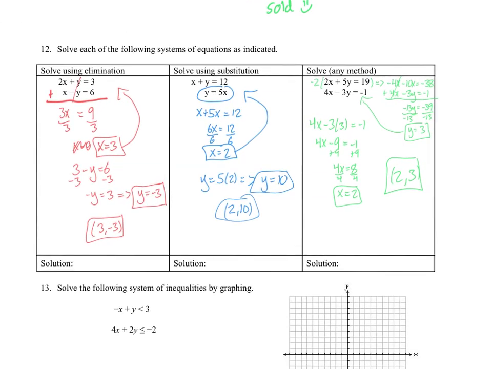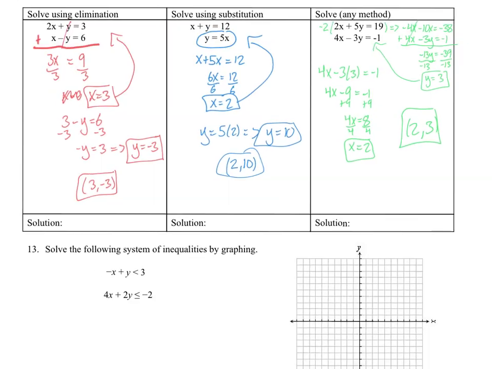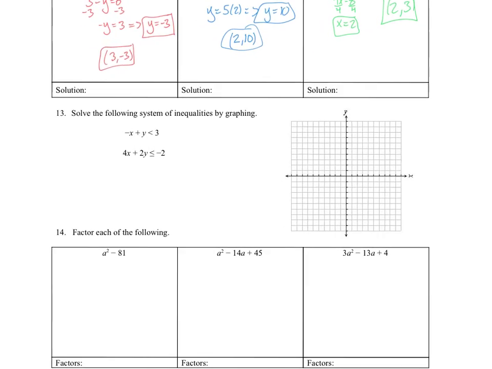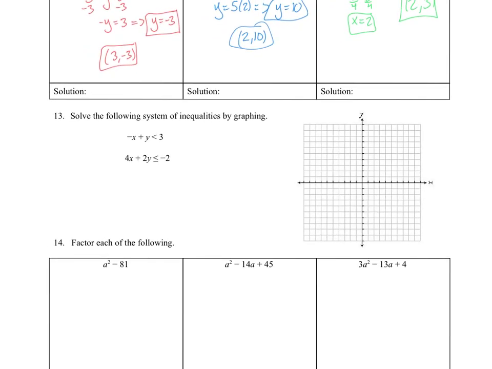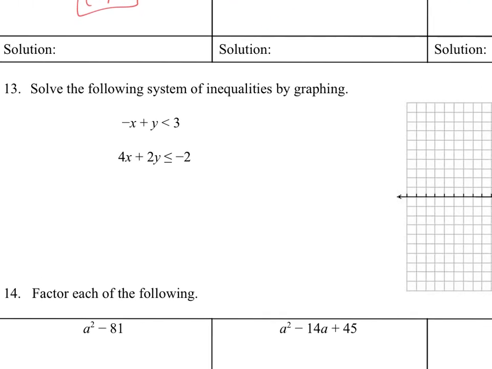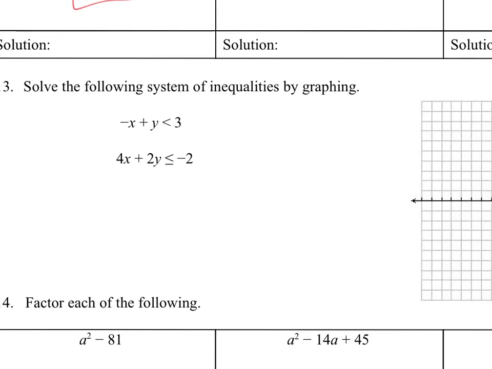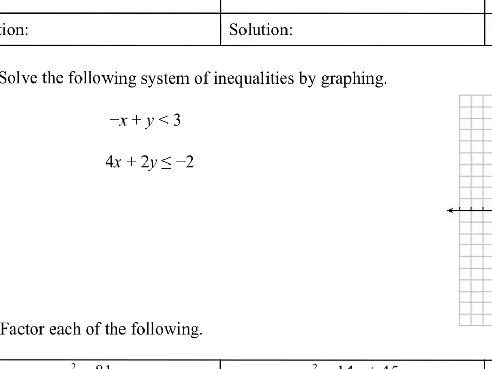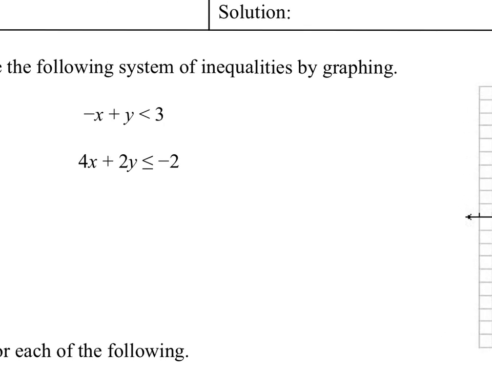Okay, hopefully you guys remember those. Yeah, easy. So, number 13, inequalities. Remember I told you guys that inequalities are the same exact thing, except it requires shading above or below, and a dashed or solid line depending on what the sign is.